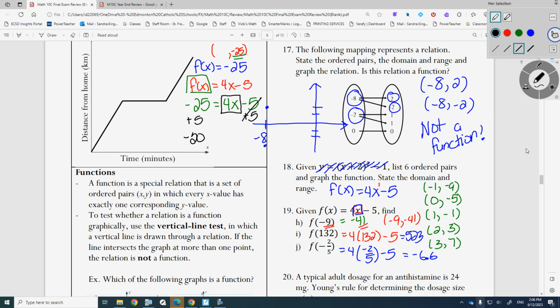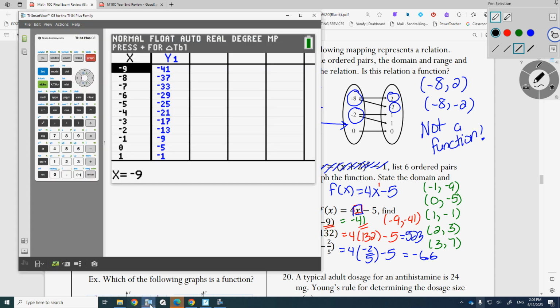Negative 20 is equal to 4x. Angela, what do you want me to do from here? Divide by 4, divide by 4. X is equal to negative 20 divided by 4. Ruby, what is that? Negative 5, which I knew from my table of values, but that's how you would get it algebraically. Okay. So right there, when y is negative 25, x is negative 5.